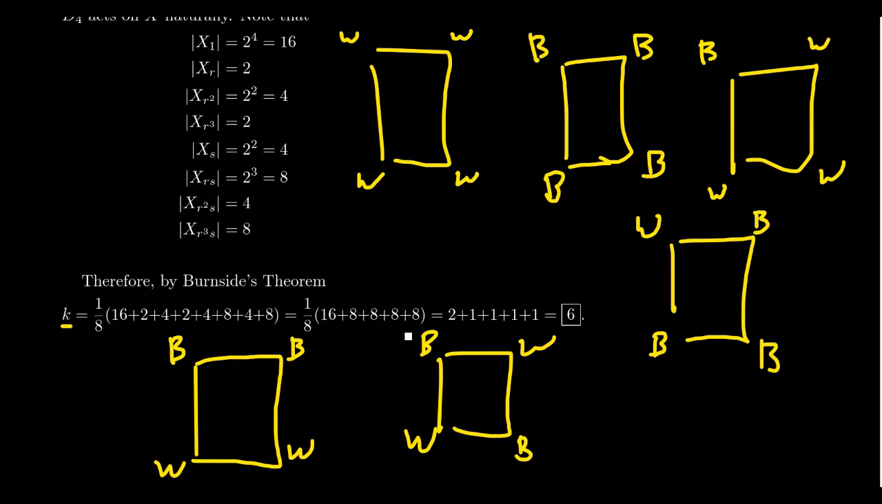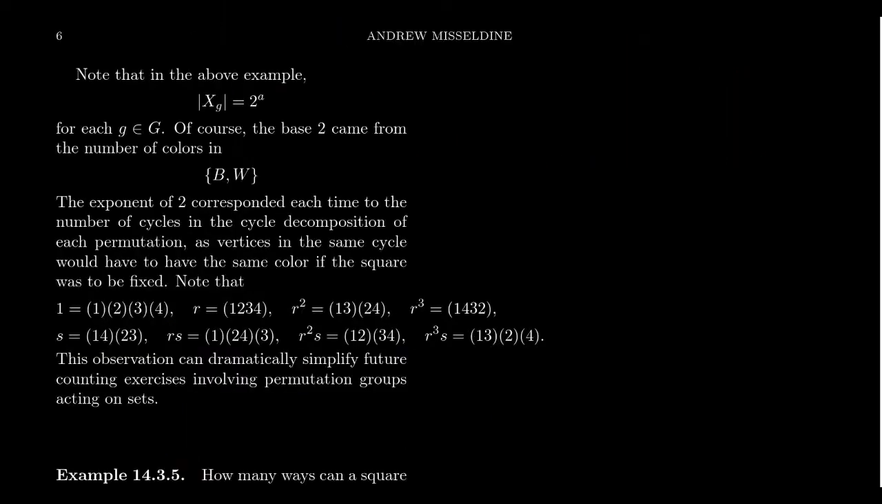Before we do another example, I want to point out a very important observation here. Looking at the sizes of all these stable sets, what's in common with all of them? We end up with 16, 2, 4, 2, 4, 8, 4, 8. These are all powers of 2. And notice where they came from, right? 16 was 2 to the 4th. 4 was 2 squared. 8 was 2 cubed. We also had a 2, which of course is just 2 to the 1st. They're all powers of 2. Is that a coincidence? The answer, of course, is no.